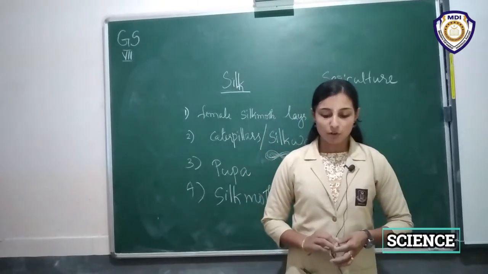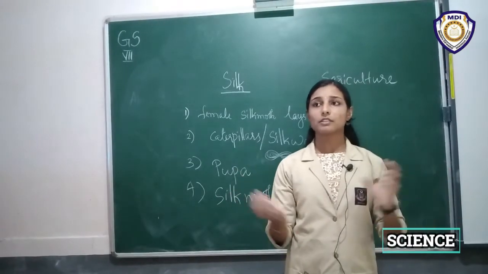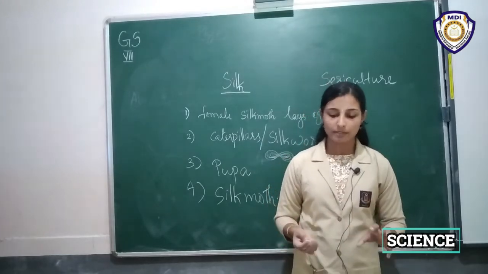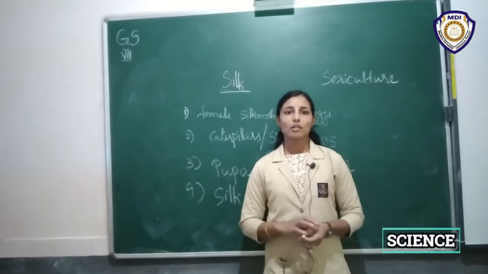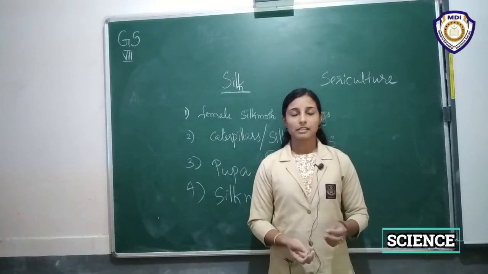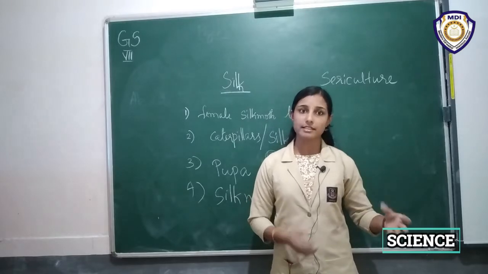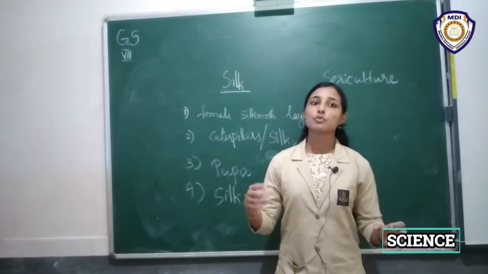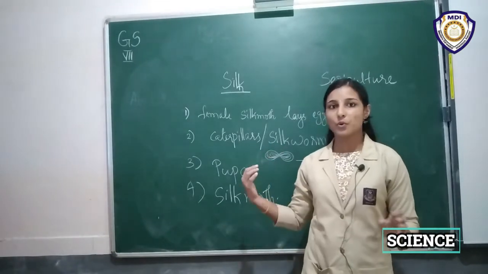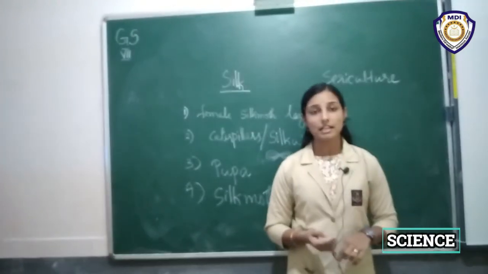Here it is. A pile of cocoons is used for obtaining silk fibers. A pile of cocoons means a lot of cocoons. At a time the silk moth lays hundreds of eggs. These hundreds of eggs will grow into hundreds of caterpillars, and those hundreds of caterpillars will make hundreds of cocoons, right? So this pile of cocoons is used for obtaining silk fibers.